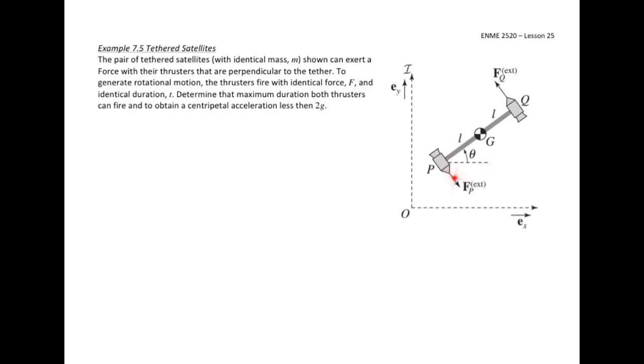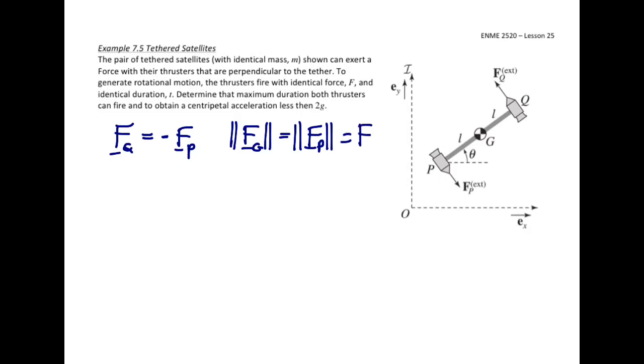To do this, they need to fire in equal and opposite directions to create that rotational motion. So we're saying that the force by Q is equal to the negative force by P, and the magnitudes of these are the same, which we'll just call F. To get the equation of motion of the system, we're going to take the time derivative of the angular momentum about the center of mass, and set that equal to the sum of all of our moments due to external forces. These are our external forces, the force due to each of these thrusters.